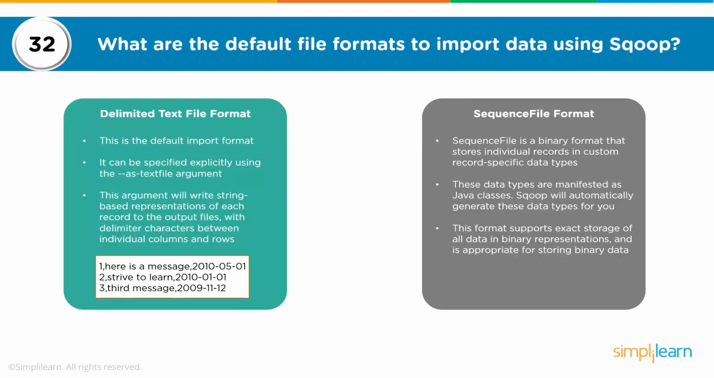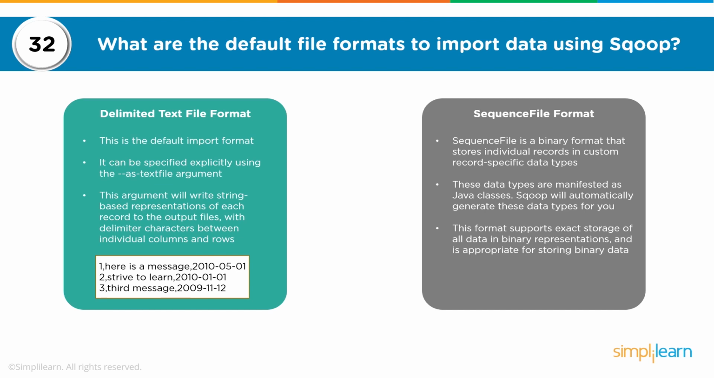What are the different file formats to import data using Sqoop? Well, there are lots and lots of formats in which you can import data using Sqoop. You can have the delimited text file format. Now that's the default import format. It can be specified explicitly using the as-textfile argument. So when I want to import data from an RDBMS, I could get that data in HDFS using different compression schemes or in different formats using specific arguments. So I could specify an argument which will write a string-based representation of each record to output files with delimiters between individual columns and rows. So that is the default format which is used to import data using Sqoop.